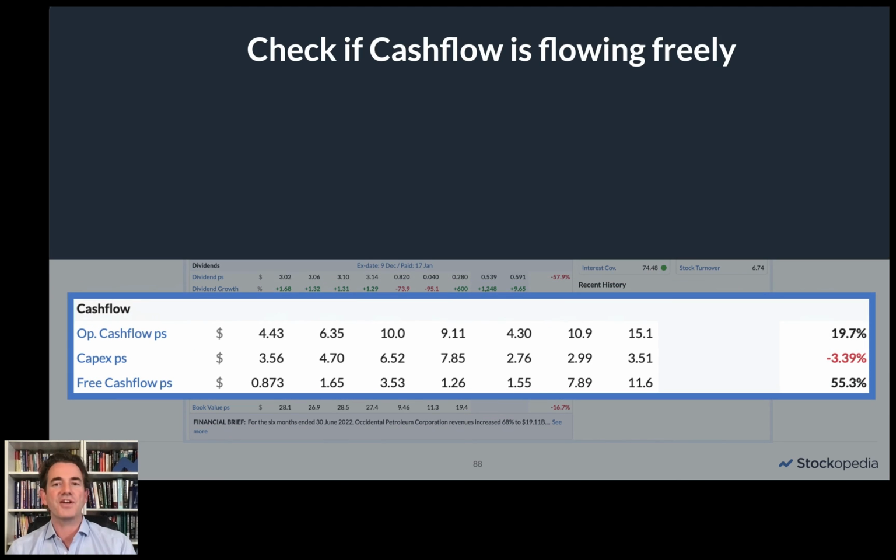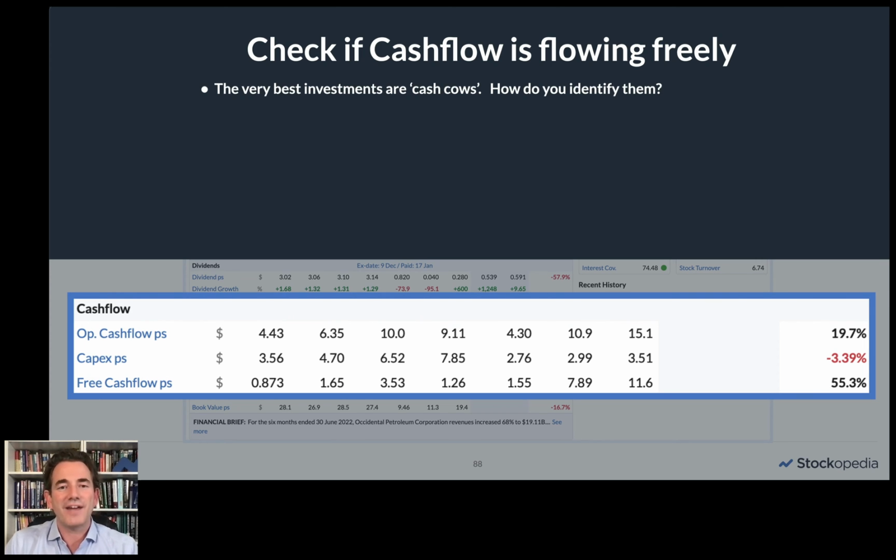Next up, the cash flow section. Check if cash flow is flowing freely. Very important. The very best investments are cash cows. How do you identify them? And like I said, we do factor some of this stuff into the quality rank, but this gives you more detail. You should seek companies where the majority of earnings per share is converted into free cash flow per share, or even better than that.